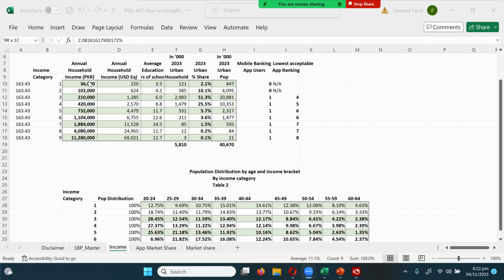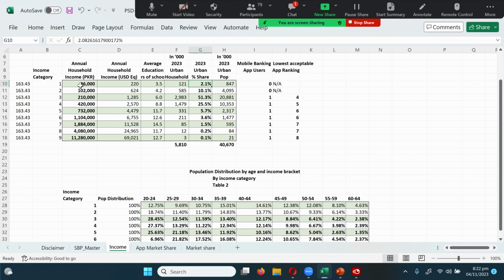This data that you have here, these people, right? Who are these people? These are people whose income is 36,000 rupees a month, 36,000 rupees a year. This is roughly equivalent to, at that point in time, about $220 per year. What is their population share? Their population share is, according to the 2023 census, about 2.1% of the urban population.